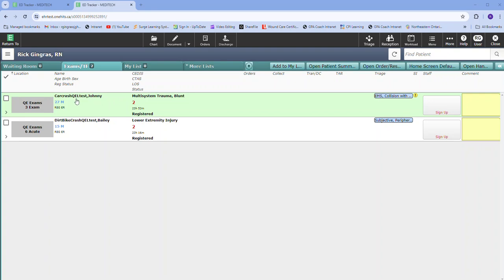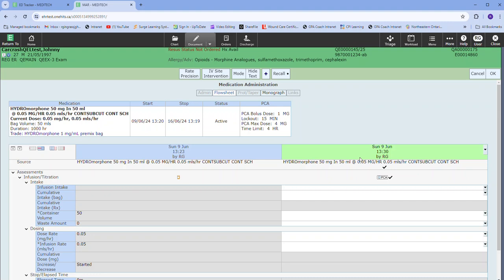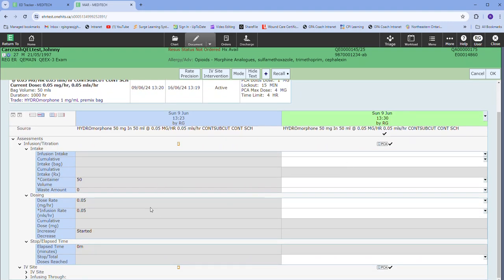So I've got a patient, Mr. Carcrash, here on the PCA. So the total volume has to be accounted for in the MAR. So we're going to go to the MAR and we're going to do our infused titrate. And then in our infused titrate, we're going to indicate that the rate is still 0.05 as was ordered. Okay. And then in the infusion intake portion, this is where you're going to document the total amount given in your shift in mils. Okay. So that amount is now going to get accounted for.